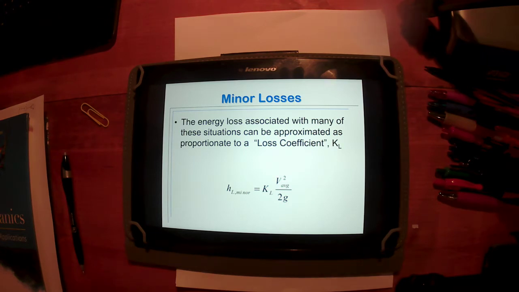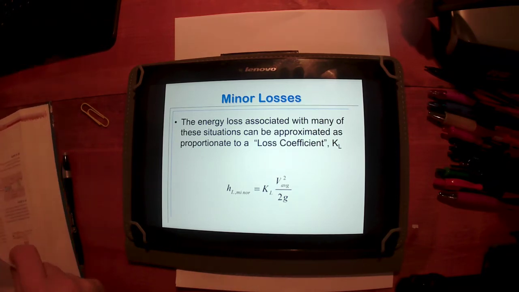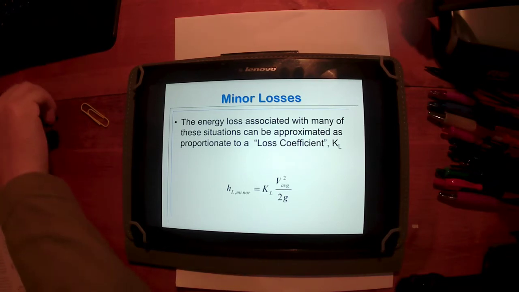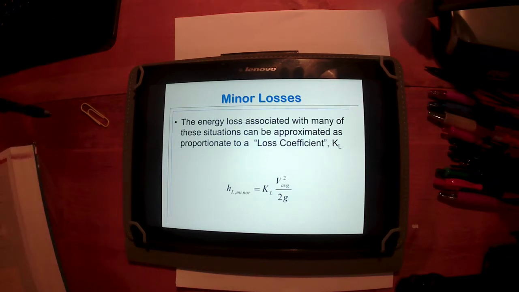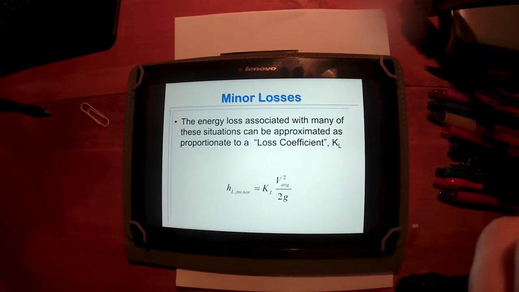How do we quantify those minor losses? Well, the minor loss associated with many of these situations, we can approximate that with a loss coefficient. And most of the time in a fluid mechanics textbook, you're going to be able to find within the chapter that talks about these quantities. And you're going to hear a pop here. I got to look and see how this book comes in.